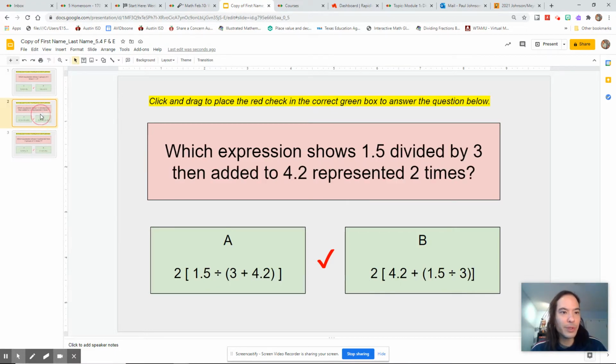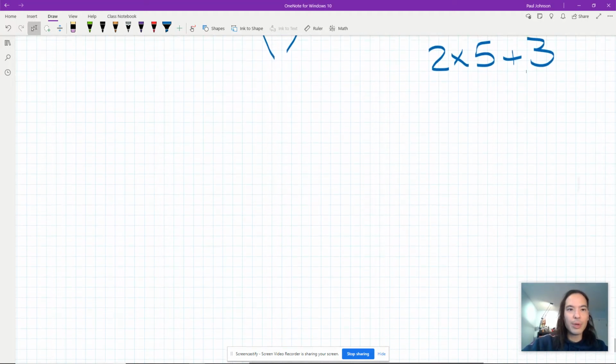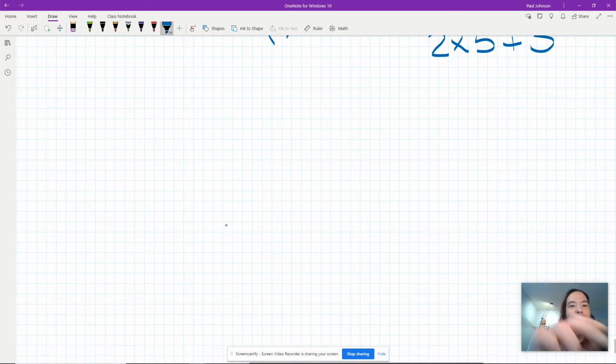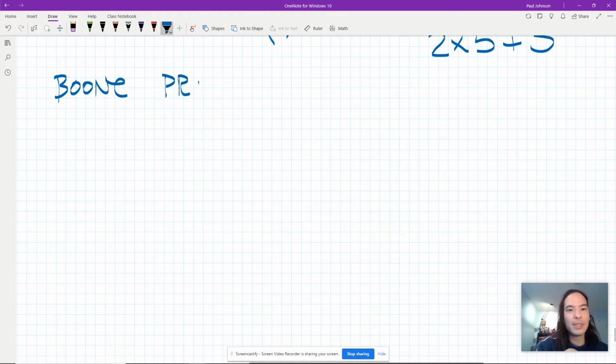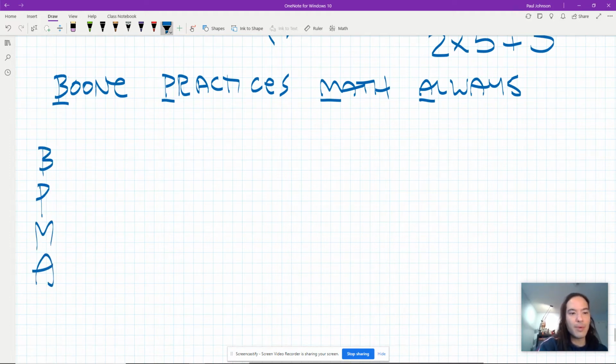All right. So once again, let's take a quick trip down review lane. First off, your order of operations. What's our mnemonic device? Boone practices math always, right? That's our mnemonic device. B P M A. Once again, B stands for brackets. We have to solve what's in brackets first. Second, we have to solve what's in parentheses.